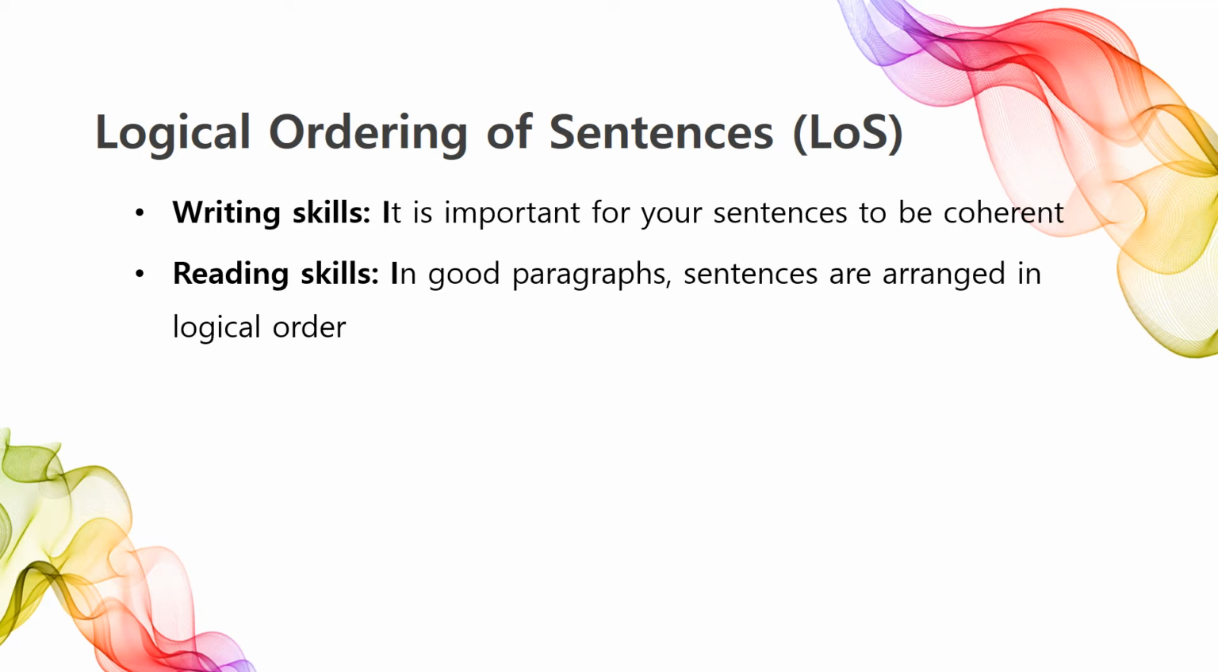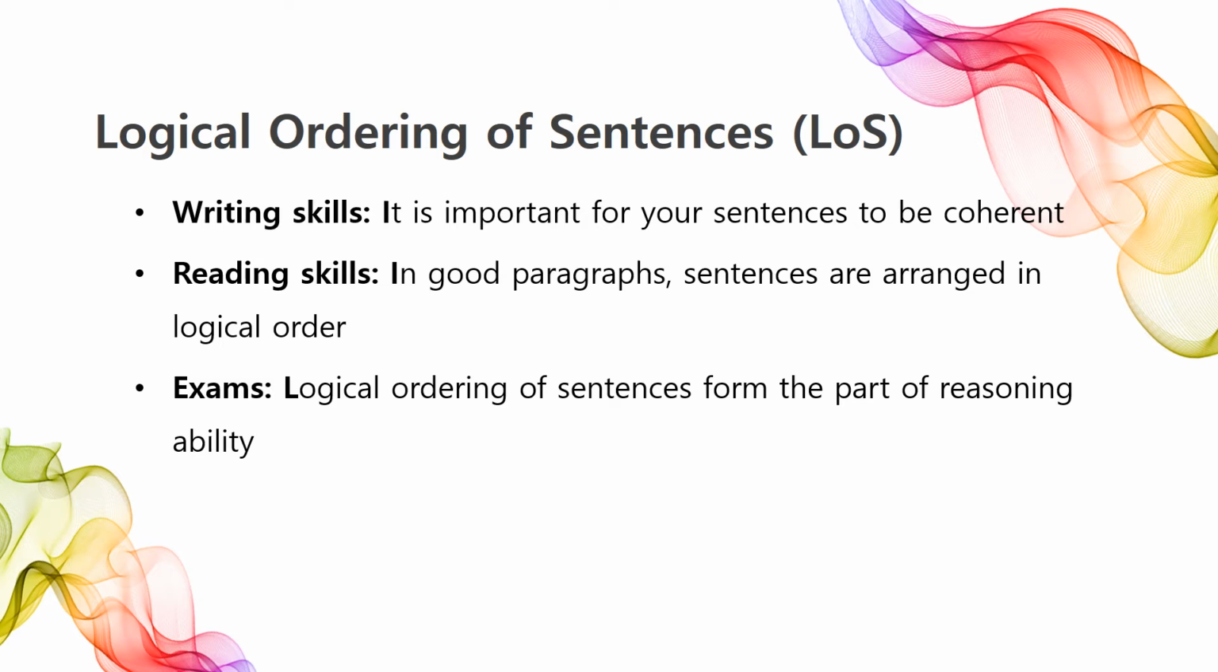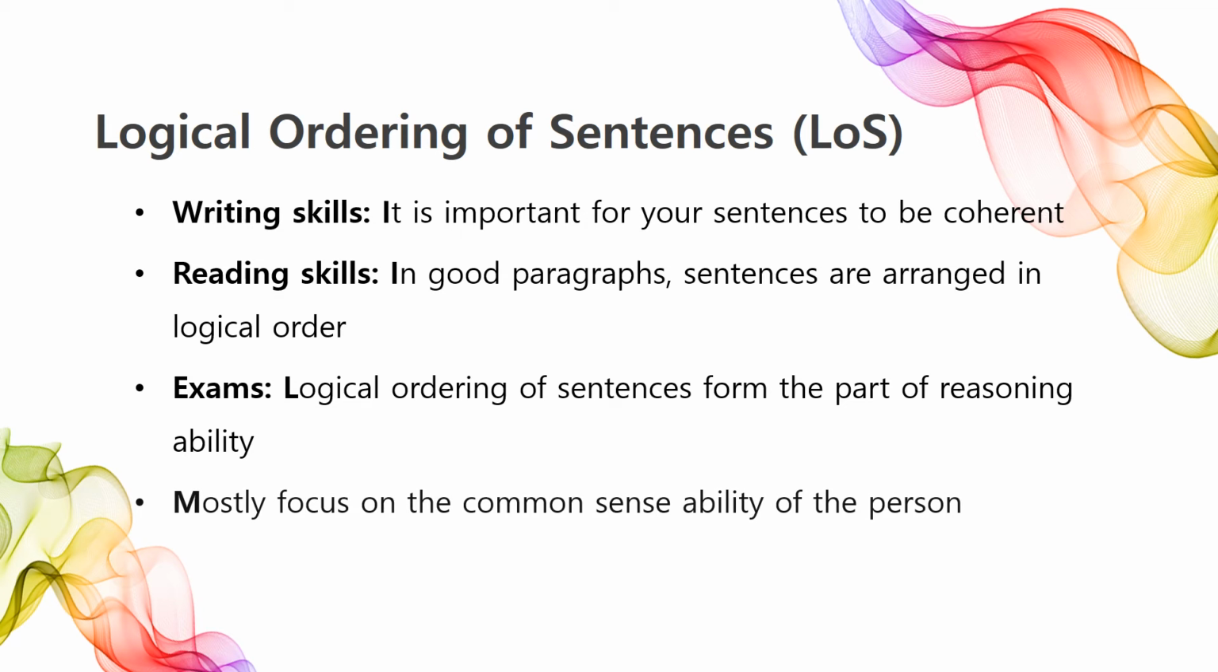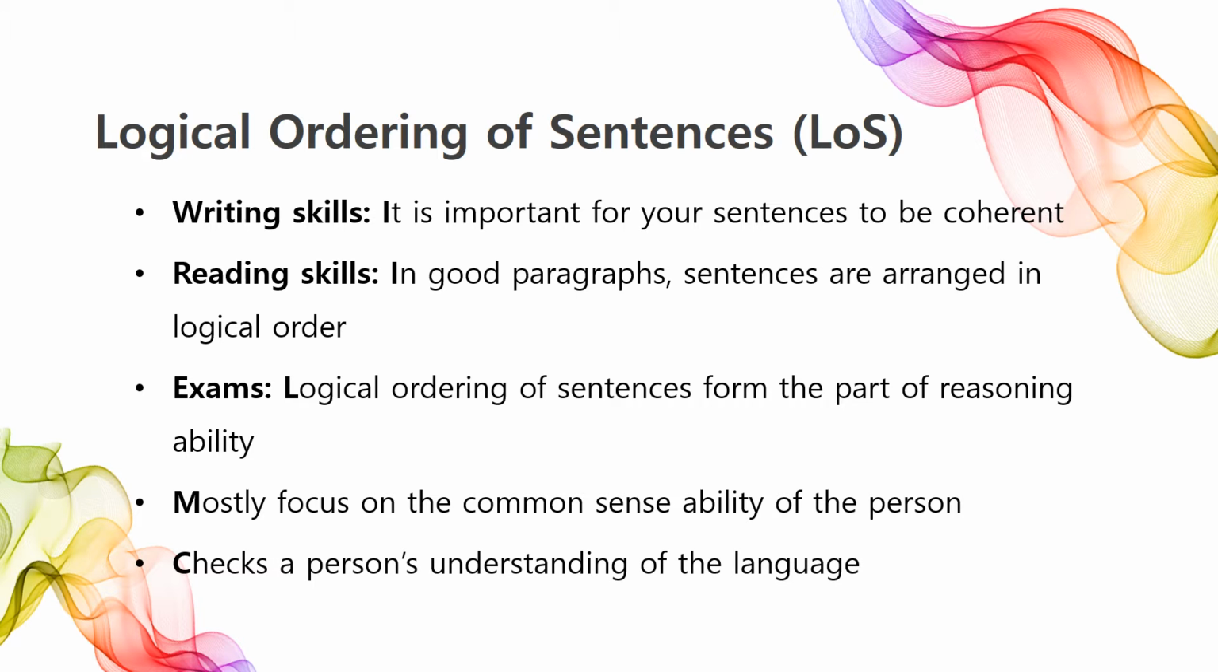Apart from these larger, broader objectives, we have the specific objectives as follows. Logical ordering of sentences or parajumbles are asked in various competitive exams and placement tests in the verbal ability section. Logical ordering of sentences form a part of reasoning ability and test your logical reasoning skills. Also, these types of questions mostly focus on your common sense ability, and it also checks your understanding of the language.